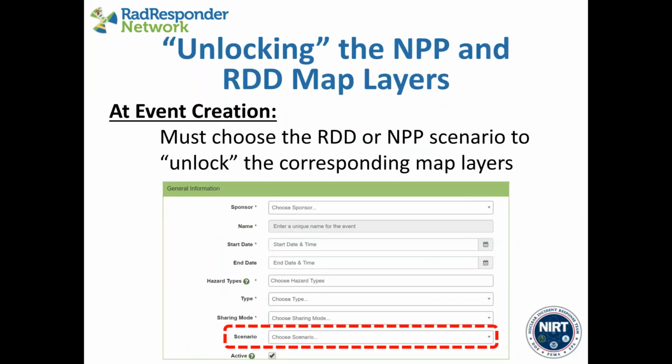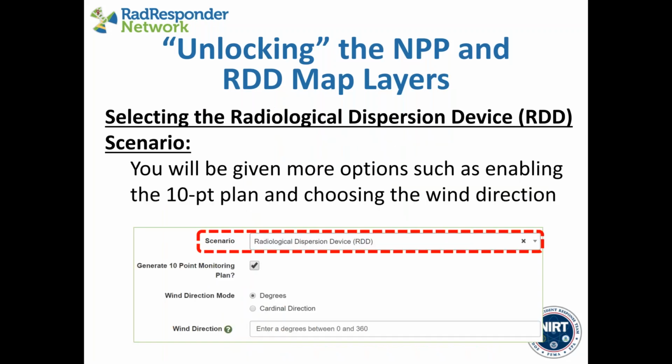Okay, so at the event creation level, you need to choose the proper scenario if you want to unlock the RDD or the NPP map options. So it's going to be either your nuclear power plant or your radiological dispersal device to utilize those layers. If you want to enable that RDD scenario, you'll need to enable it here.